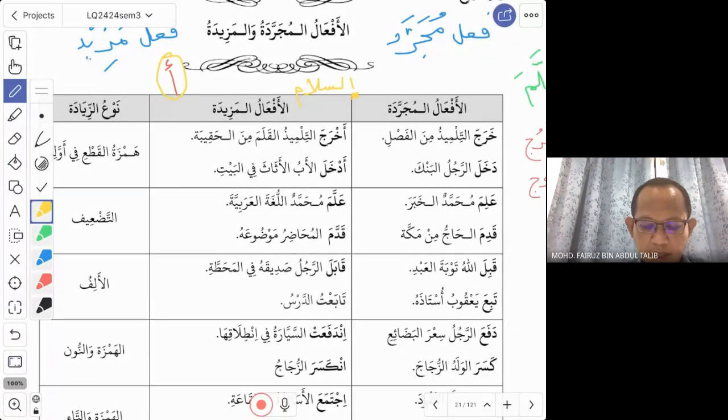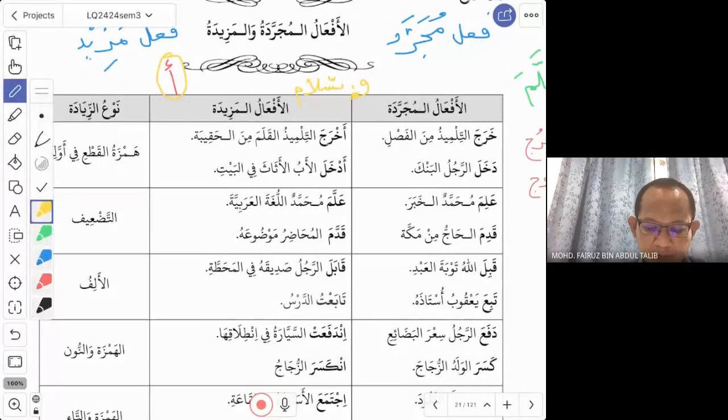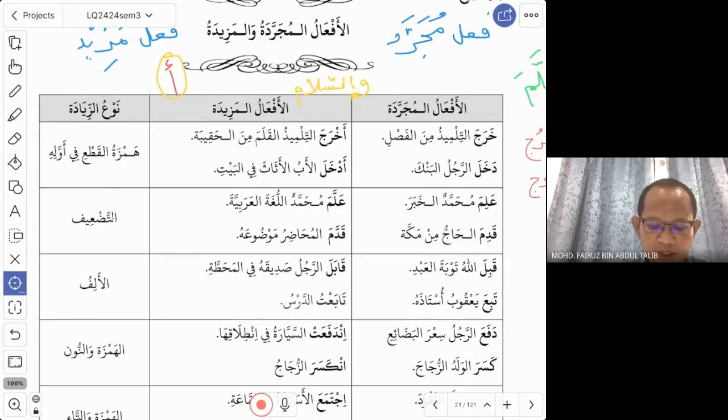But what happens if you add waw in the beginning? Do you still read wa assalamu alaikum? We don't read wa assalamu alaikum. We drop the hamza, we drop the a. We just say wassalam. So you don't read the hamza anymore, so this is not the hamzatul qat'i. Hamzatul qat'i means you have to read the hamza regardless of where it is in the sentence. You always read the hamza. But what is important here is that what you add to the word is the hamza, in the beginning of the fi'l. So this is one example of fi'l mujarrad and also fi'l mazid.